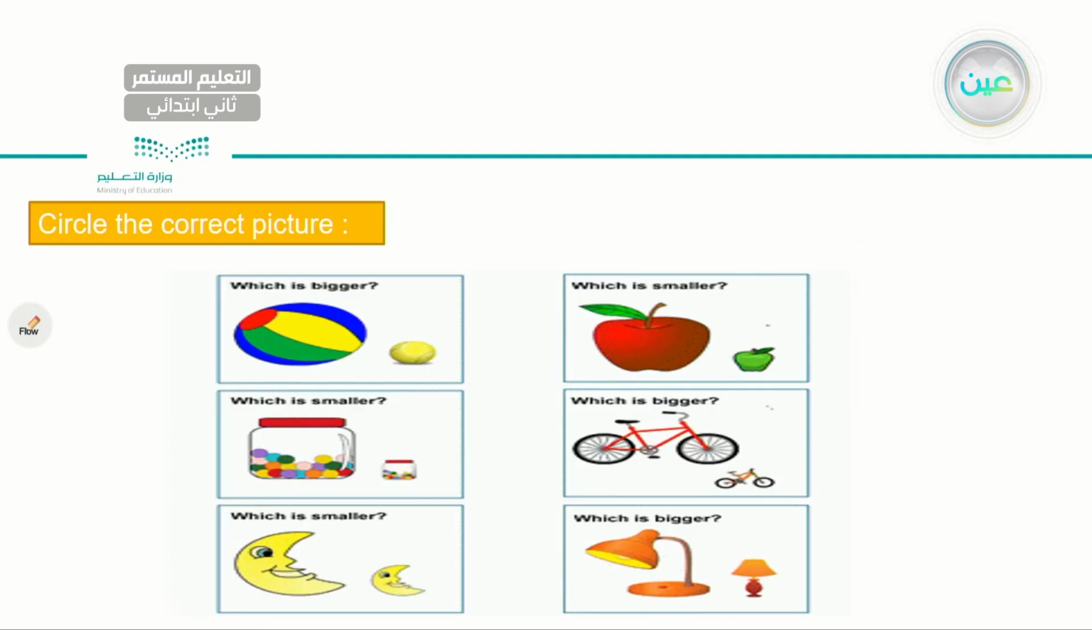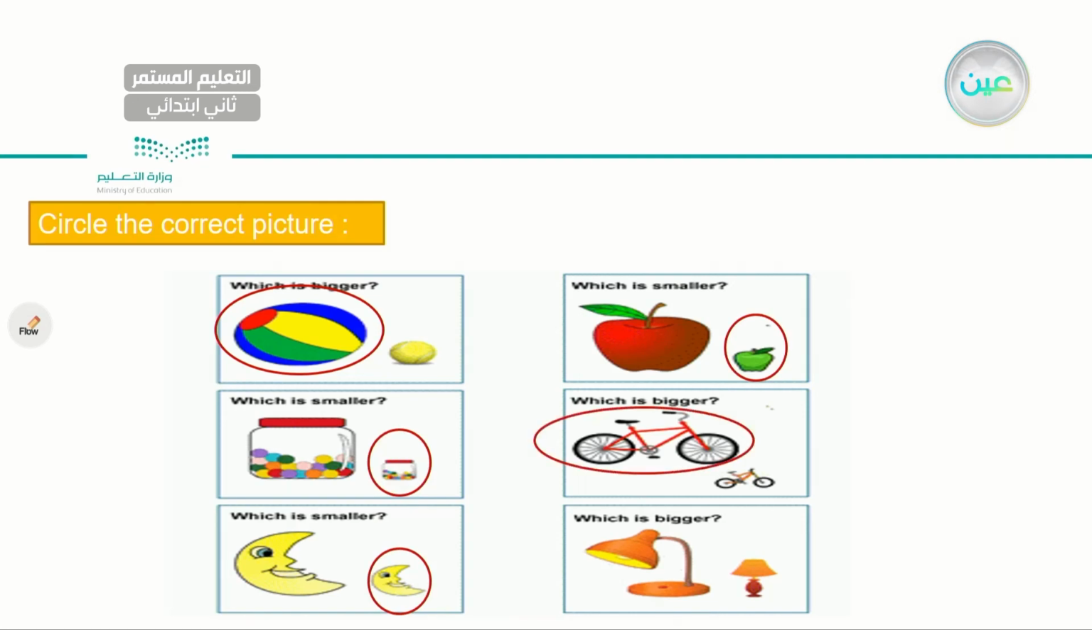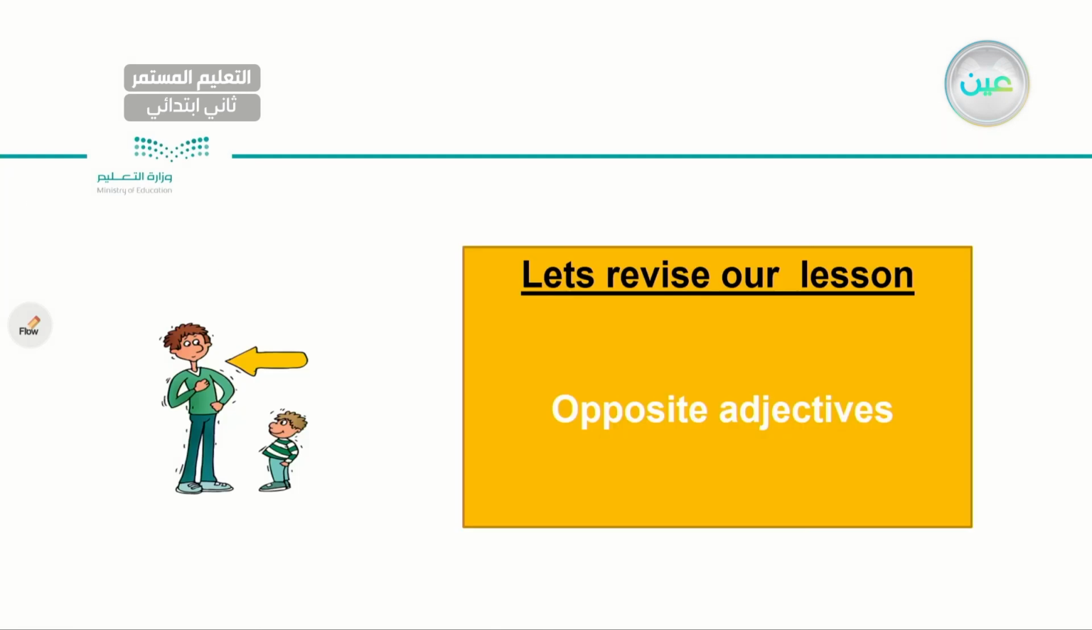Now you have this one. Let's do it. Which is bigger? This ball is bigger. Which jar is smaller? This one is smaller. Now I have 2 moons. This one is smaller. I have 2 apples. This one is smaller. 2 bikes. This one is bigger. 2 lambs. And this lamb is bigger. Very good, my dear student.